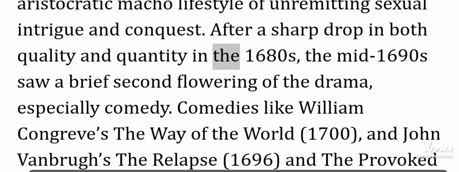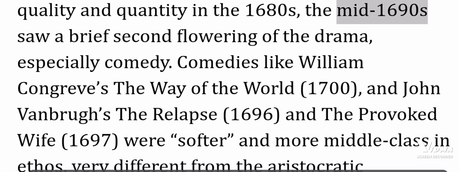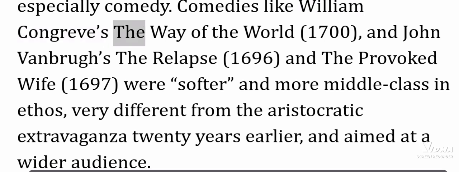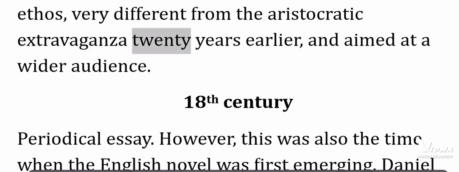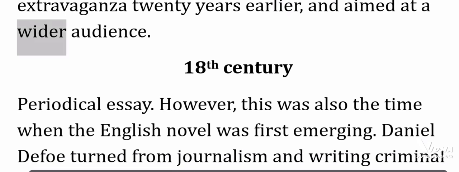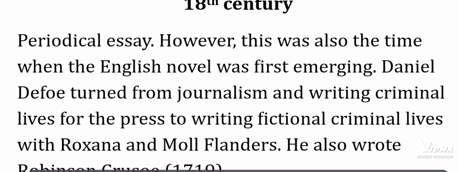After a sharp drop in both quality and quantity in the 1680s, the mid-1690s saw a brief second flowering of the drama, especially comedy. Comedies like William Congreve's The Way of the World, 1700, and John Vanbrugh's The Relapse, 1696, and The Provoked Wife, 1697, were softer and more middle class in ethos, very different from the aristocratic extravaganza 20 years earlier, and aimed at a wider audience.